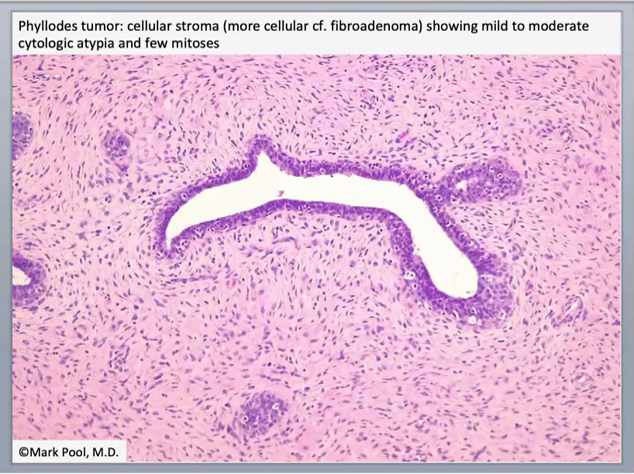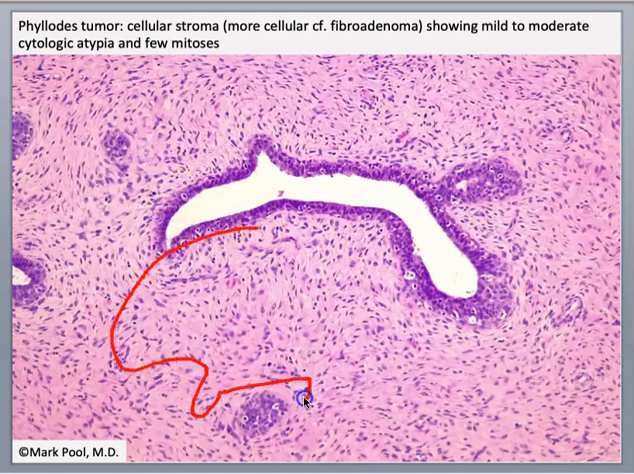And at high power, notice that the tumor stroma is much more cellular than what we see in the fibroadenoma. So the main microscopic difference between fibroadenoma and phyllodes tumor is the increased cellularity of the stroma. As you get to tumors that show more and more features of possibly behaving in a malignant fashion, then you see increasing cytologic atypia as well as mitotic activity.